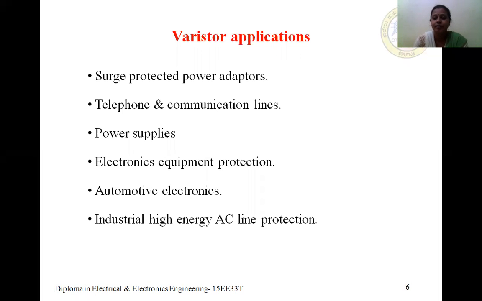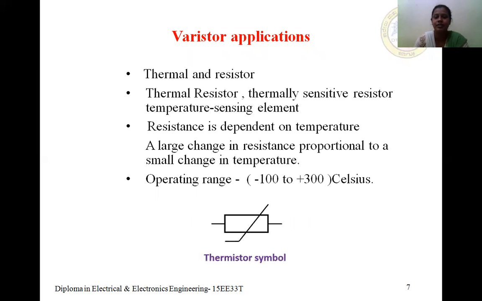Next, coming to the applications of the varistor. Normally the varistor is used in surge protected power adapters, telephone and communication lines, power supplies, and electronics equipment protection. It is used in automotive electronics, and it is also used in industrial high energy AC line protection. These are some applications of the varistor.